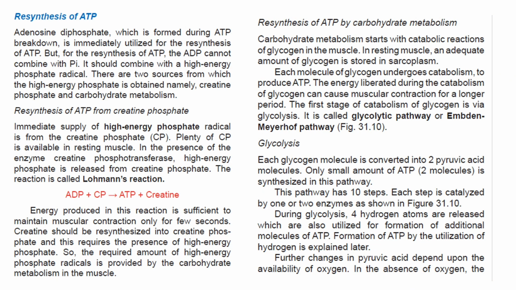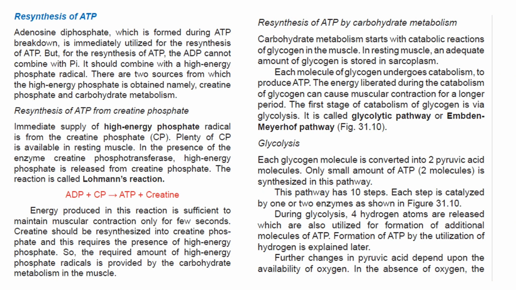So creatine phosphate, which is a high energy source present in resting muscles, serves as an immediate source of high energy phosphate radicals. In the presence of the enzyme creatine phosphotransferase, creatine phosphate donates a phosphate group to ADP. It forms ATP and creatine. So the reaction, as you can see, is ADP plus creatine phosphate leads to ATP plus creatine.